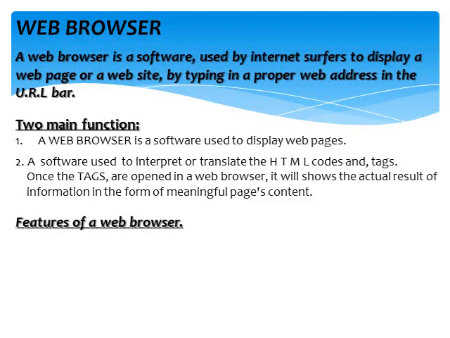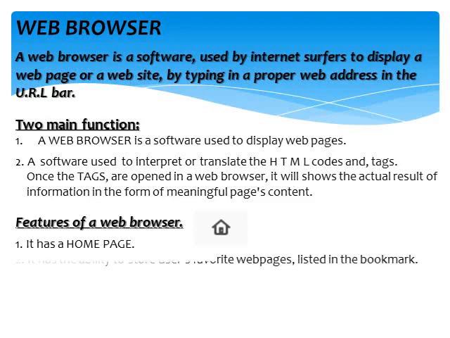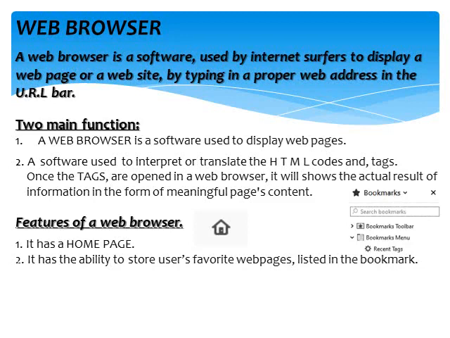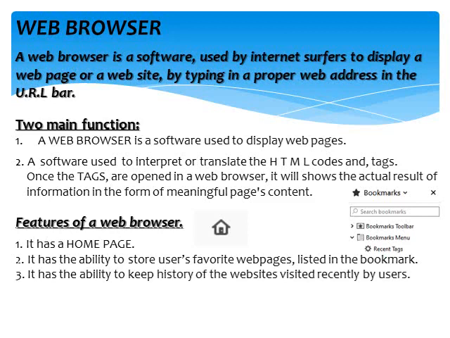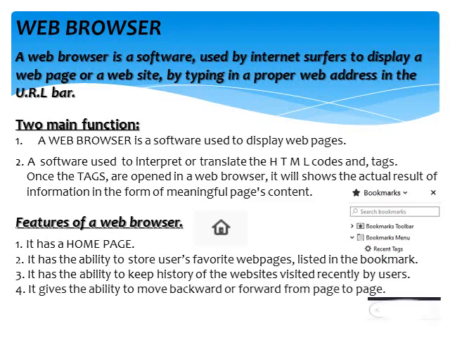There are several features of a web browser. Number 1. It has a home page. Number 2. It has the ability to store users' favorite web pages, listed in the bookmarks. Number 3. It has the ability to keep a history of the websites visited recently by users. Number 4. It gives the ability to move backward or forward from page to page.